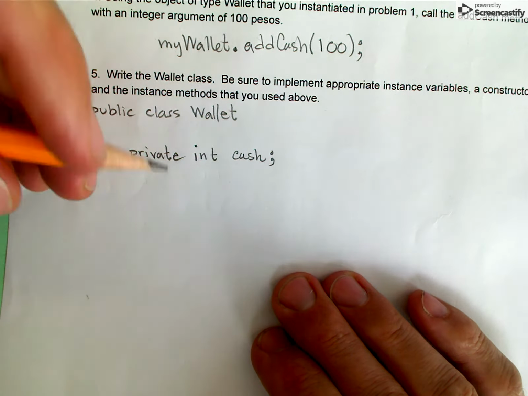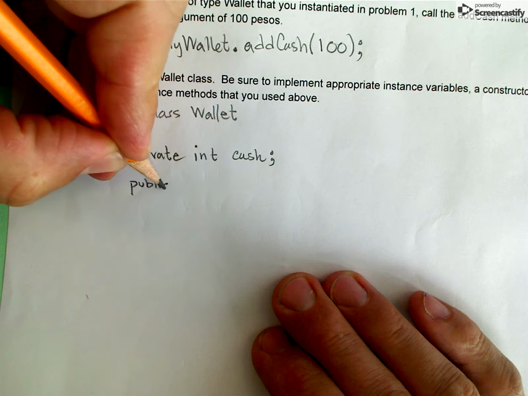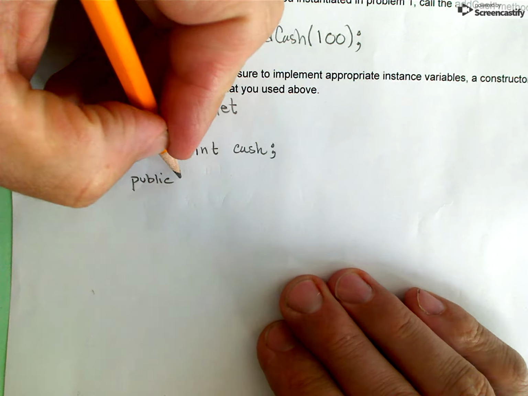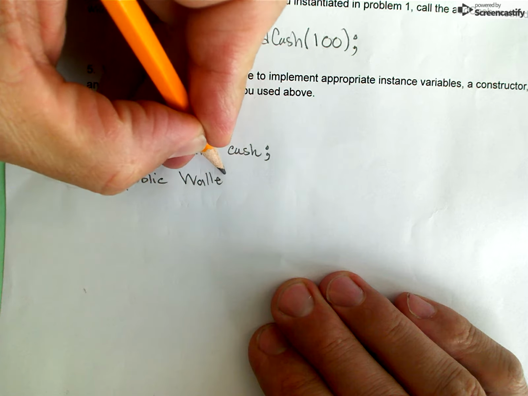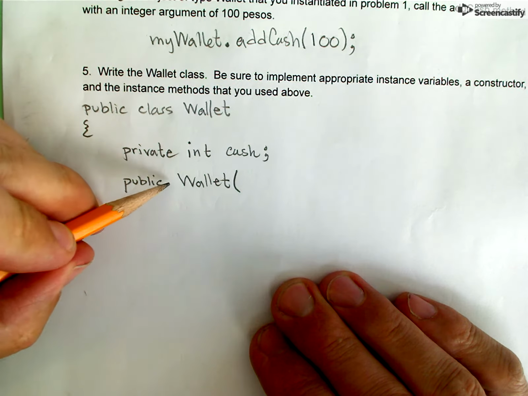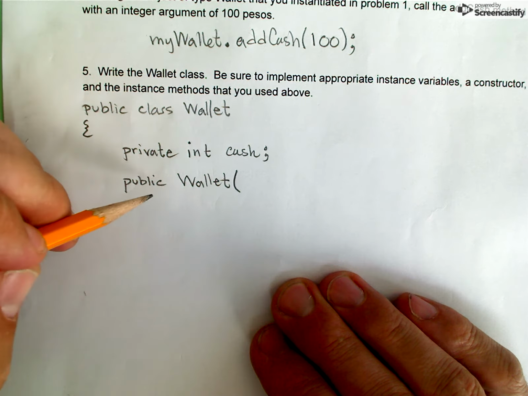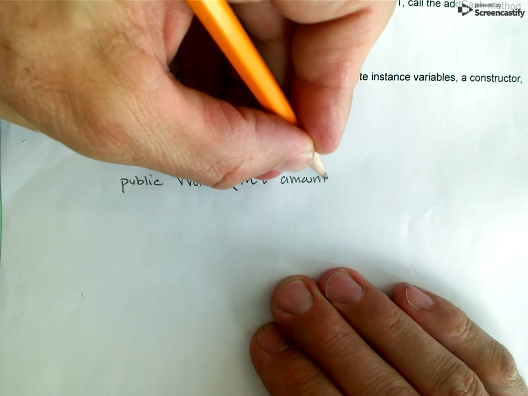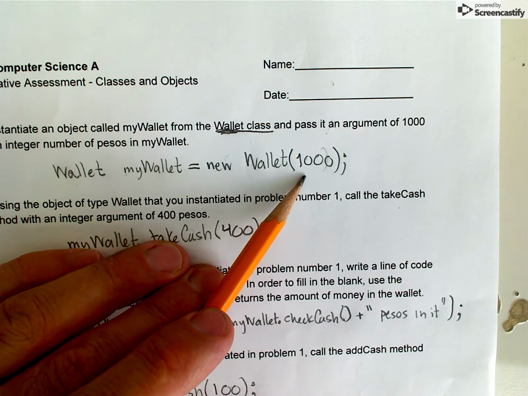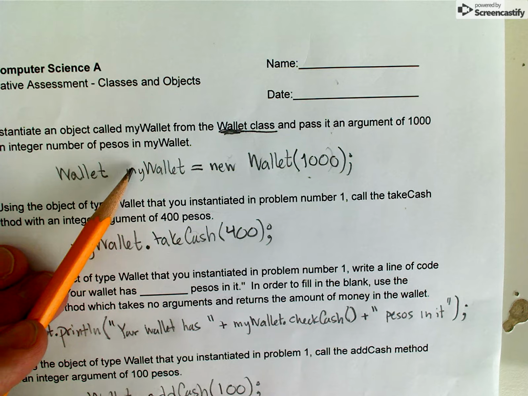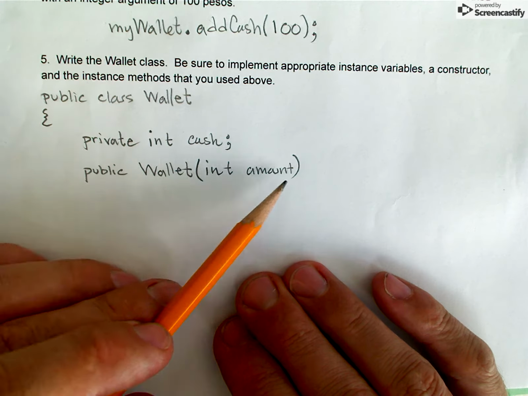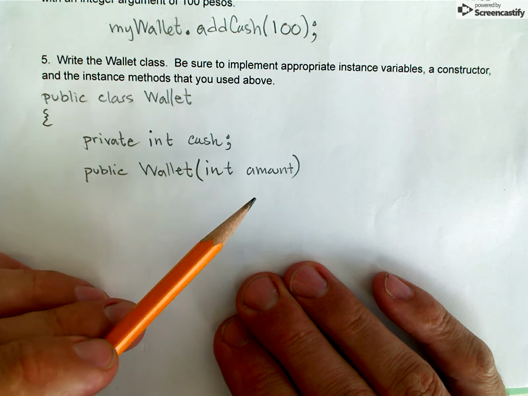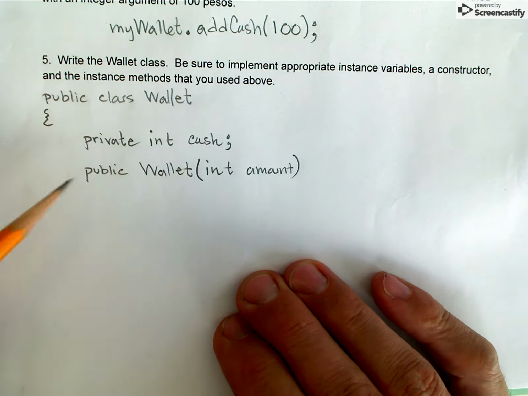Next, I'm going to build the constructor. It's going to be public because I want other code, like the code that I wrote up here, to be able to access this constructor. Public, constructors are named after the class. Public Wallet, there's no return type for a constructor. Public Wallet, and it takes some kind of amount as an argument. If you remember before, we gave it 1,000 pesos, this particular wallet, myWallet. So here I just declare an amount parameter, and whatever the user puts in, I'm going to store that information in my cash instance variable.